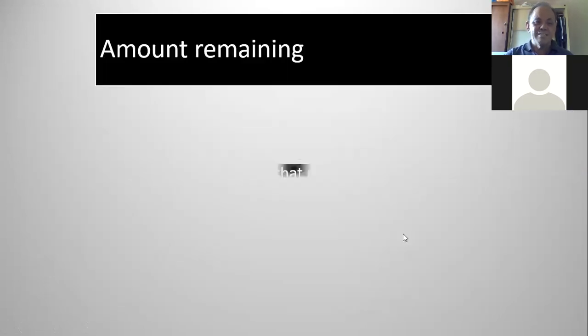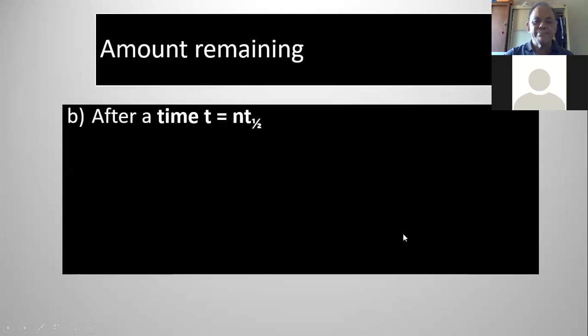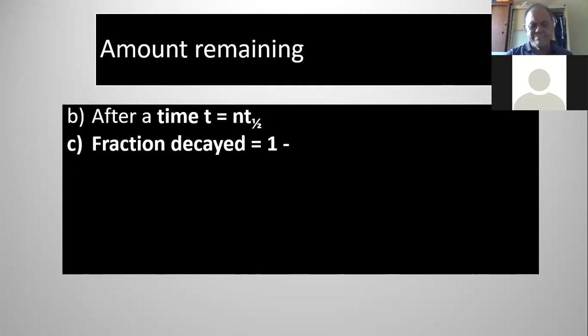Sometimes it's much easier. The amount remaining after a time of n times the half-life, or the fraction decayed, is just 1 minus the amount remaining.